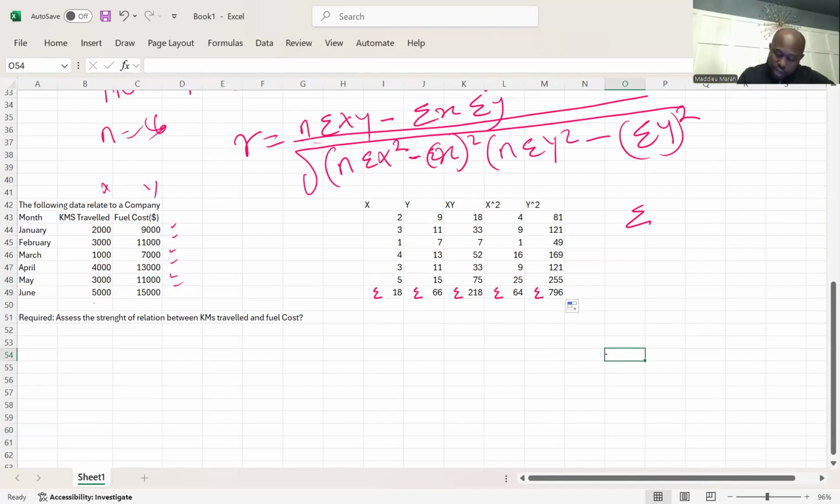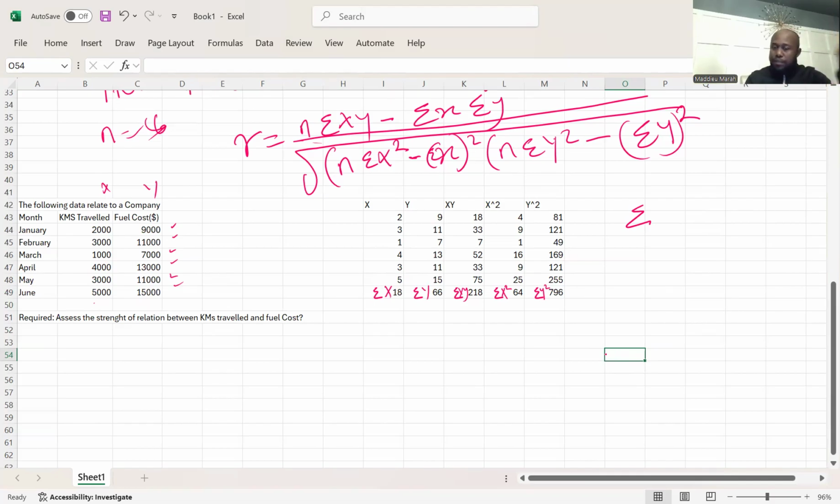So this figure here is sum of x squared. This figure here is sum of x, y. As you can see, this figure here is sum of y squared. This figure here is sum of y, and this is sum of x. So we have all our figures, right?